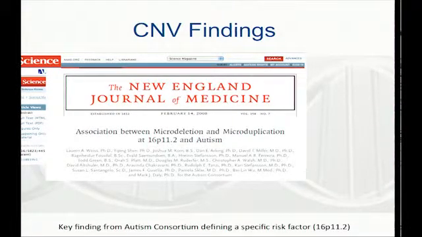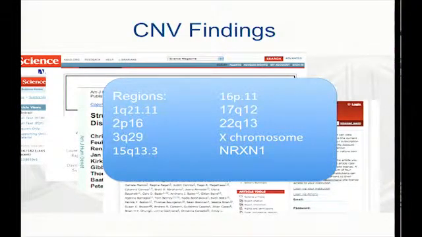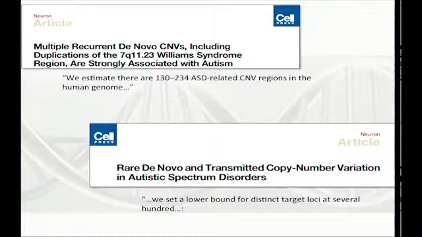In 2008, the key finding from the Autism Consortium was one of the first published where a specific defining risk factor was identified in a small number of cases, that being the 16p11.2 deletions and duplications. And there have been, since this time, a number of different studies that have emerged identifying a number of different regions in the genome. But generally, here are a listing of some of them, but generally these studies have concluded that most of the individual variants that are found are unique to individuals and families and not seen recurrently very often in the population sample.